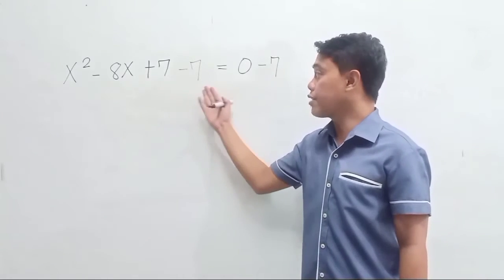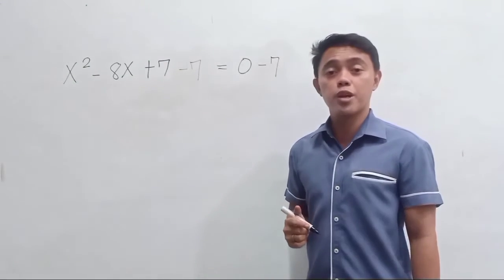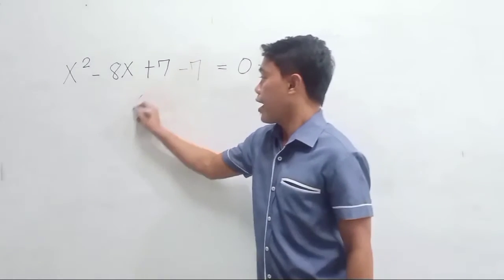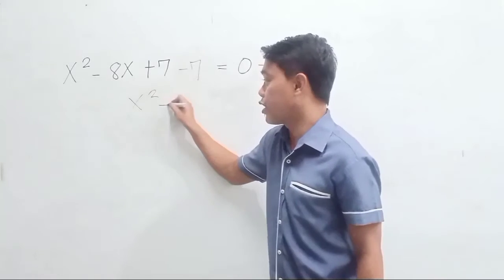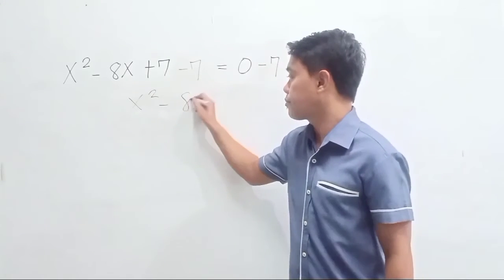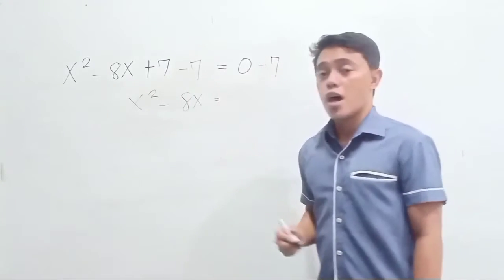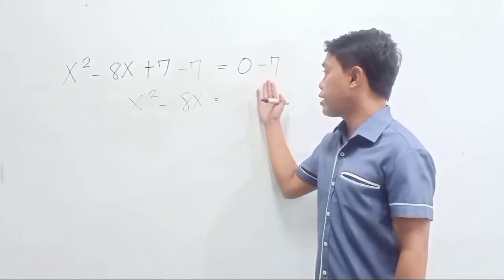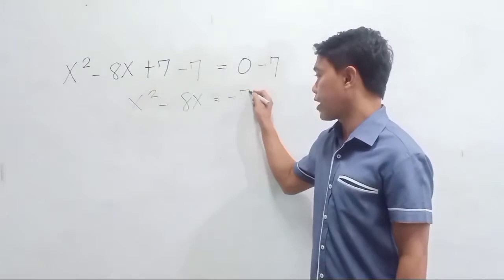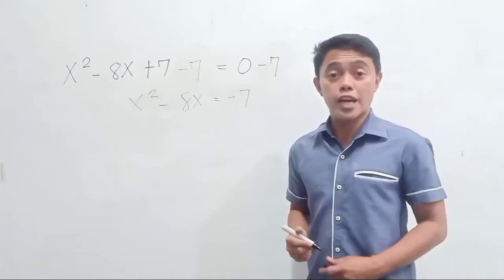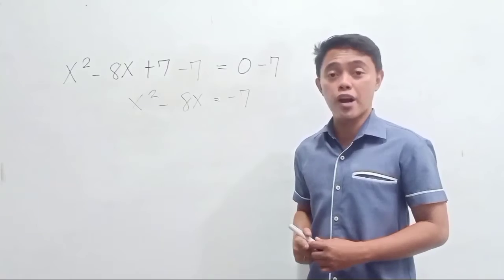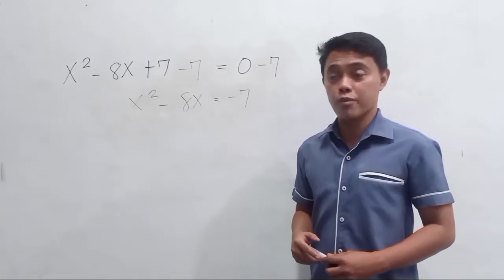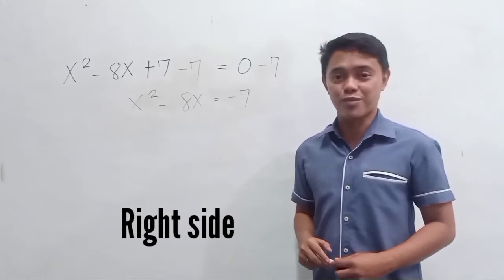Since 7 minus 7 is equal to 0, the remaining terms on the left side of the equation will be x squared minus 8x. And on the right side of the equation will be 0 minus 7 is equal to negative 7. As you can see, the terms with variables are now on the left side of the equation and the constant term is on the right side of the equation.